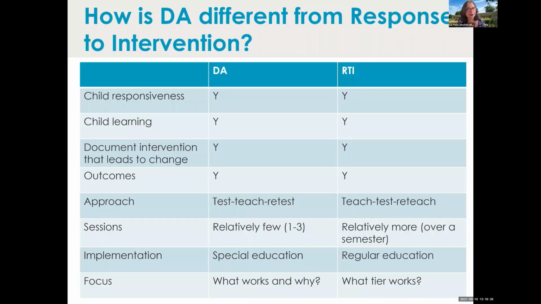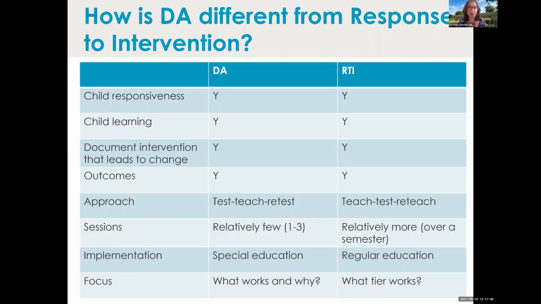How is dynamic assessment different from response to intervention? And response to intervention, I think, has a lot of similarities to dynamic assessment. So we look at child responsiveness in both, we look at child learning in both, we want to document intervention that leads to change in both, and we look at outcomes in both. But where they differ is in the approach. So dynamic assessment starts with testing and then teaching and retesting. In response to intervention, the focus is more on teaching and then testing and then reteaching. In terms of the number of sessions, dynamic assessment uses relatively few sessions.